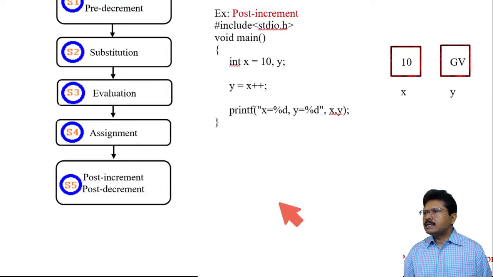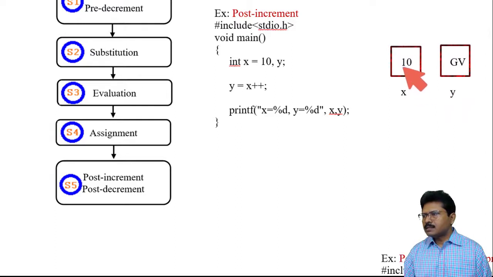Now taking the example of post-increment. A similar example, where the instruction is y is equal to x++. When int x is equal to 10, comma y is executed, memory locations will be allocated for x and y, with the value of x being 10 and y holding a garbage value. Now when y is equal to x++ is executed, as this has a modify operator, it will follow these 5 steps.